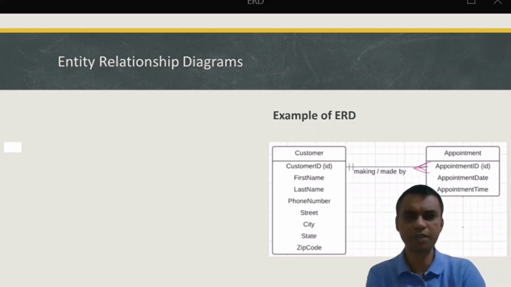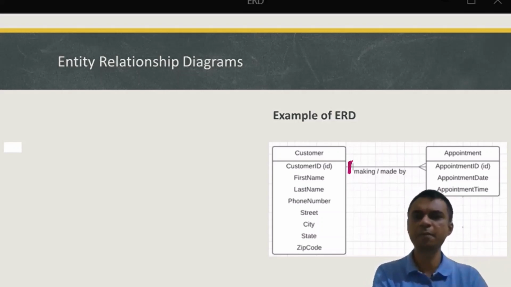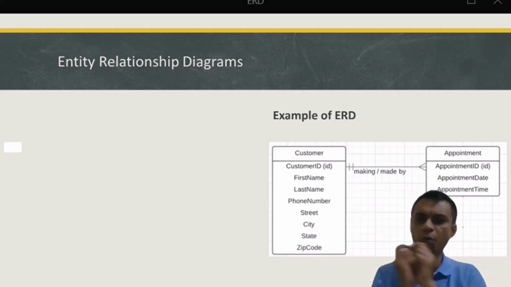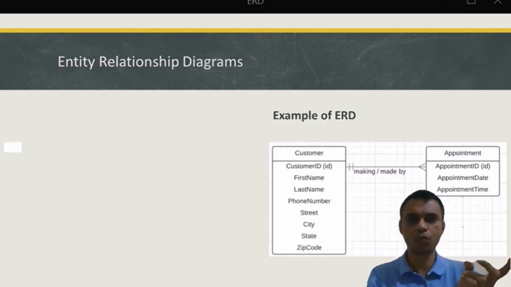So that's why you have this 1:many for the appointment side. But if you look at the reverse direction, when the appointment is being made, it can be made by only one customer. So for a given appointment, there will be only one customer who can make it. But one customer can make many appointments. So one way it is a 1:1 relation, and the other way it is a 1:many relation.